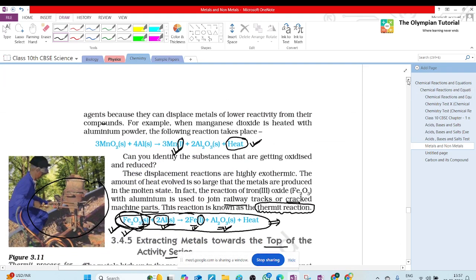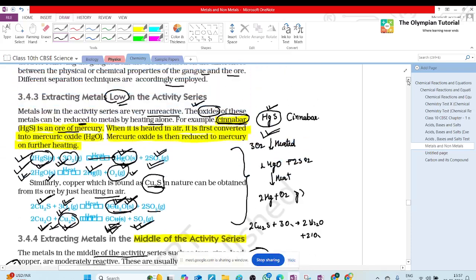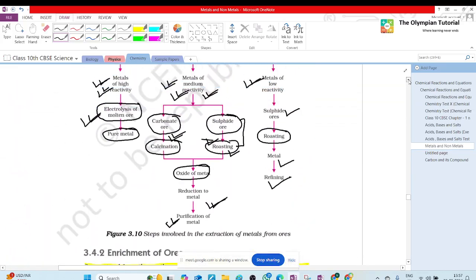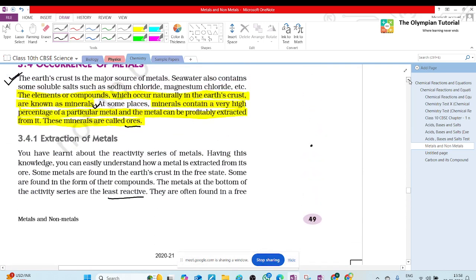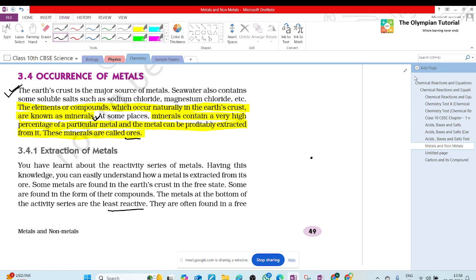Start to read. In case of any doubt you can ask. Occurrence of metals. The Earth's crust is a major source of metals. Seawater also contains some soluble salts such as sodium chloride, magnesium chloride, etc. The elements or compounds which occur naturally in the Earth's crust are known as minerals. Minerals contain a very high percentage of a particular metal, and the metal can be profitably extracted from it. These minerals are called ores.